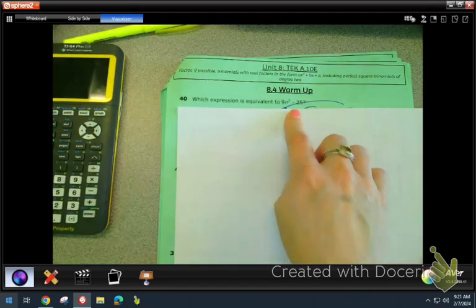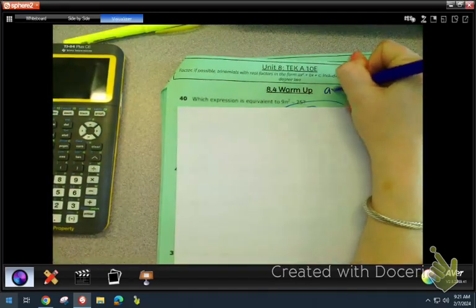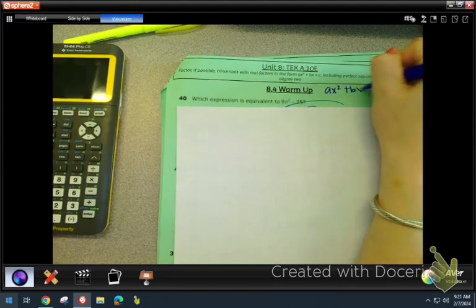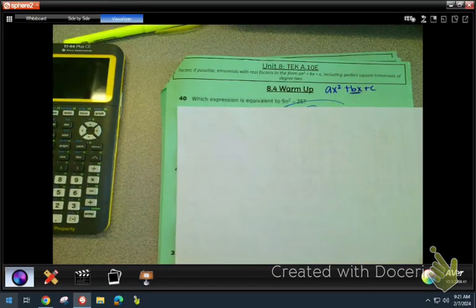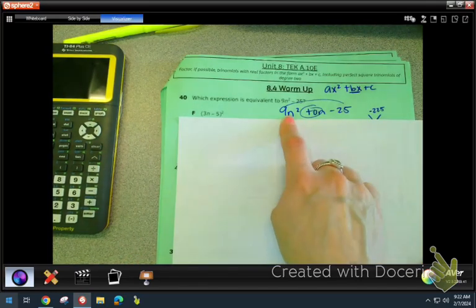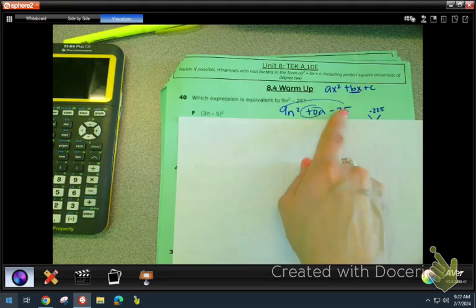Now, here's the thing I want y'all to know, because you will see this on your test. They have to be in the order ax squared plus bx plus c. Okay, and if they're missing this term, then what do we put in the middle right there? Not a 1, a 0. So the first thing I did was rewrite it as 9n squared plus 0n minus 25.